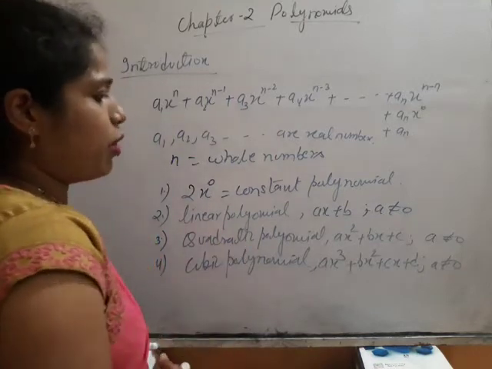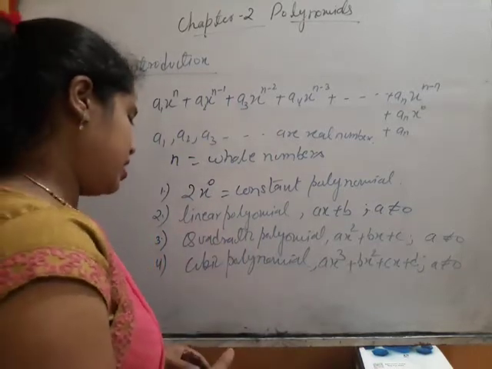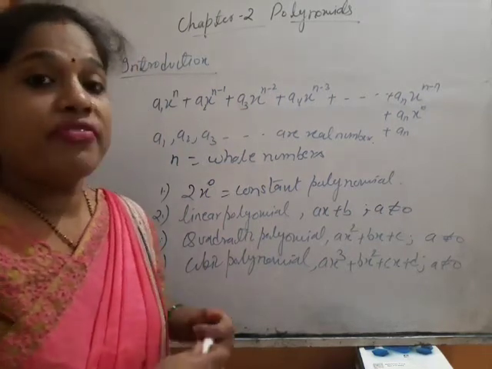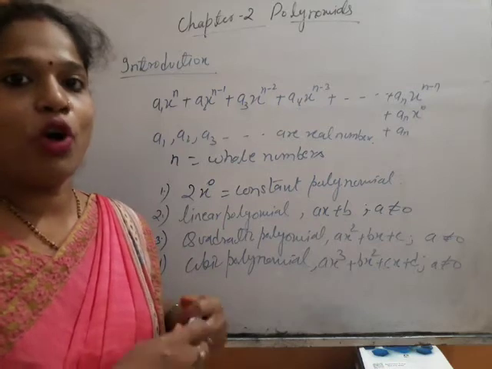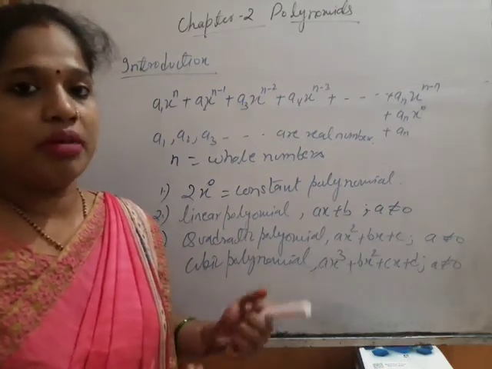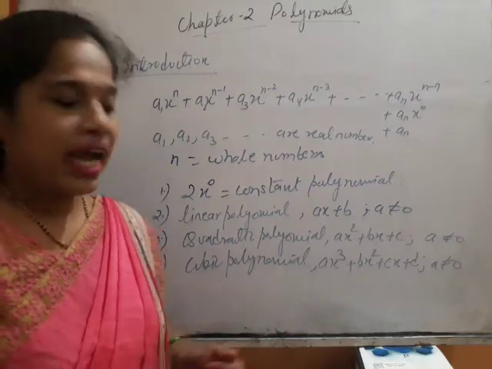So these are the basic polynomials that we have studied. Now the next is the value of x, finding the value of the variable in a polynomial. And in a polynomial generally our variable is x.